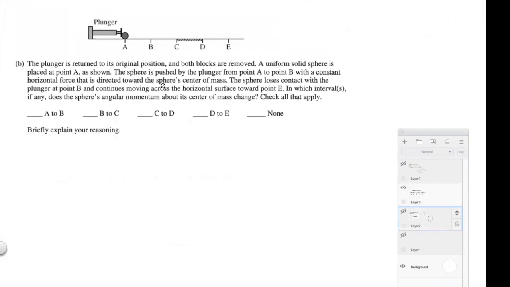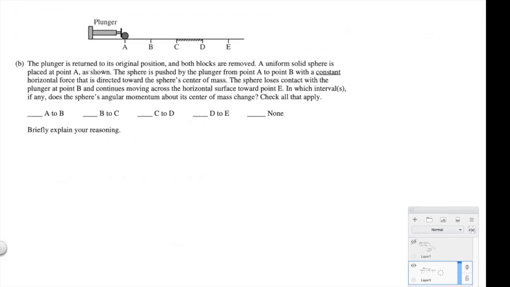Okay, so here's the next question. Now they get into angular momentum. The plunger is returned to its original position. So now we have a ball, and this ball can roll. But I want you to notice there's no friction between A and C. Between C and D, there is friction, and then we're back to no friction between D and E. So there's friction between C and D.